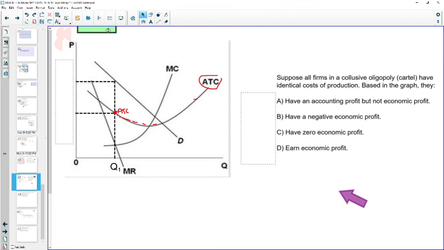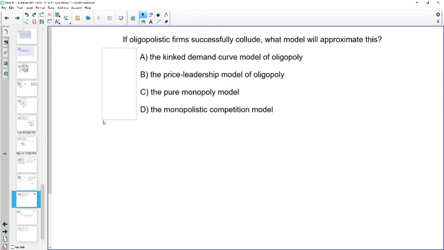Are they earning an economic profit? They sure are. The price is way above the average total cost. This firm is earning economic profits in addition to a normal profit. If oligopolistic firms successfully collude, which means they're going to work together, when one raises prices, they're all going to raise prices, that's like a pure monopoly.